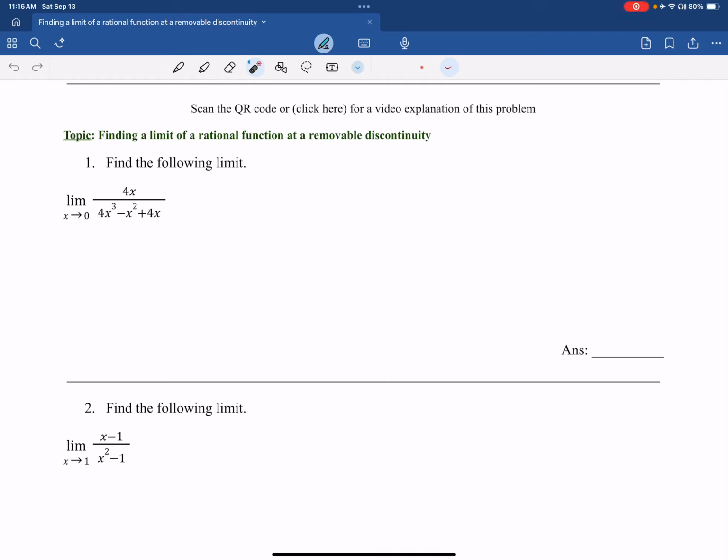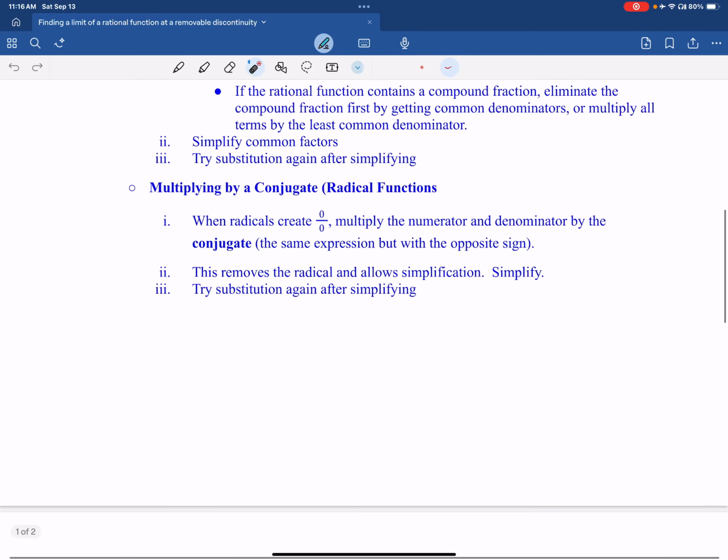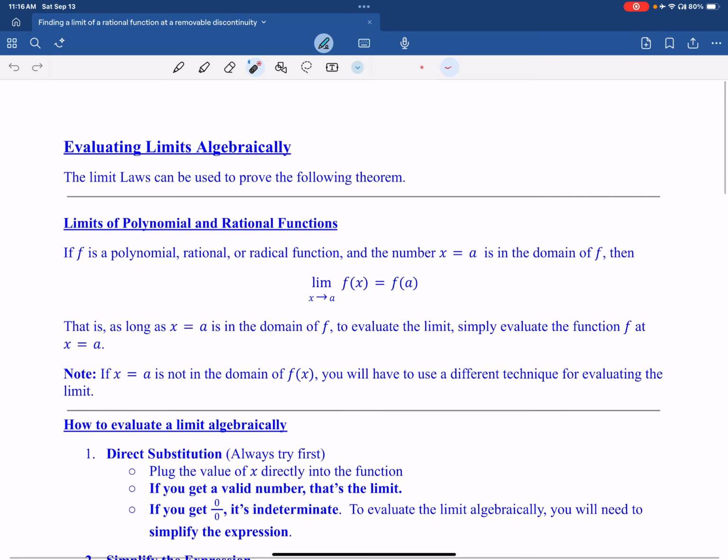This topic is finding a limit of a rational function at a removable discontinuity. So rational functions mean that we're dealing with fractions. Again, we can evaluate limits using tables, graphs, or we want to try to do it by hand algebraically. And that is exactly what we're reviewing, evaluating limits algebraically.